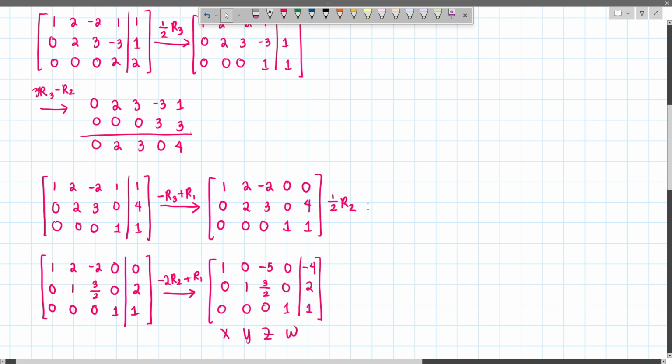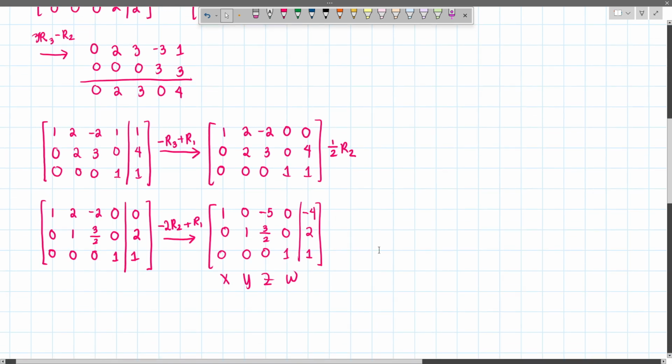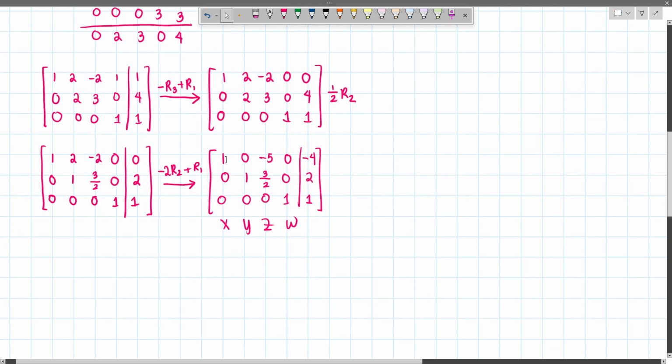I know you can have your own process. We don't have one unique way of getting the RREF. You can have multiple ways of getting it. So at the end, I got this reduced row echelon form. Each leading term is 1, as you can see here. If we have a leading 1, then the other entries in its column must be 0. So this is the reduced row echelon form.